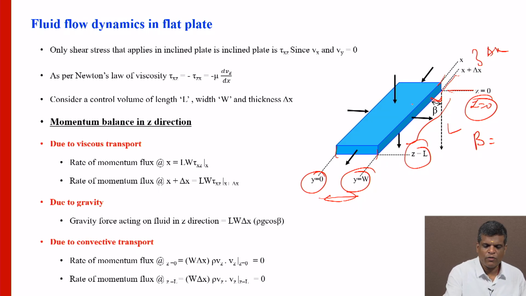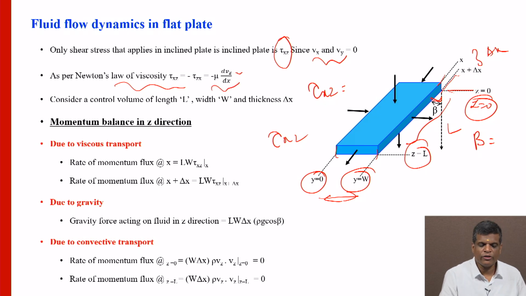Here, of course, we always call the shear stress tau xz, where there are velocities Vx, Vy. Then as per Newton's law of viscosity, tau xz we can write as minus mu dVz by dx. So, that is Newton's law of viscosity here.